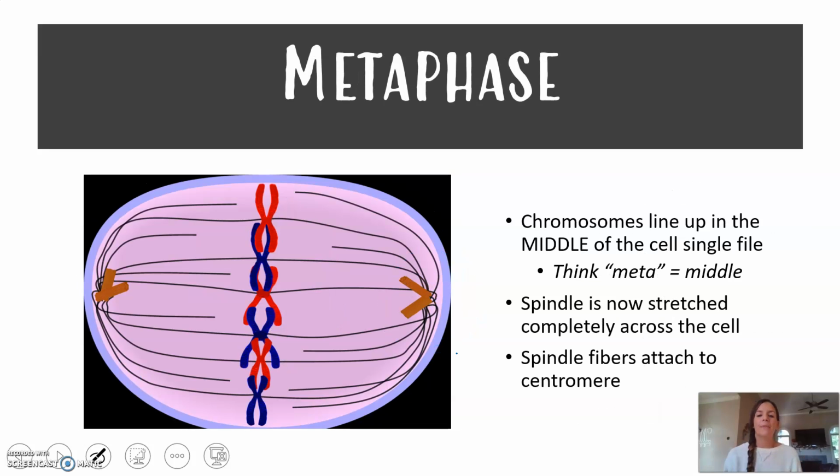Metaphase, think middle, right? Meta, middle. So in metaphase, all of the chromosomes line up in the middle, single file, okay? Because every single one of them has to split in half. So if 2 are next to each other, that's not going to be very helpful, right? So they line up single file. The spindle fibers, they come all the way across and they attach to, there's that word again, this centromere or the middle of the chromosome.